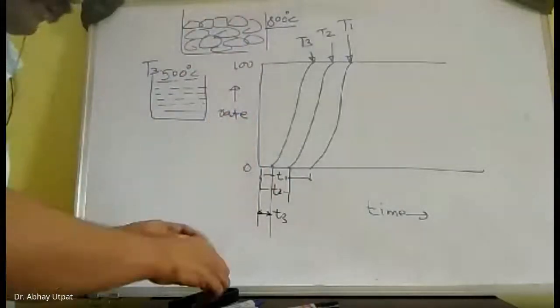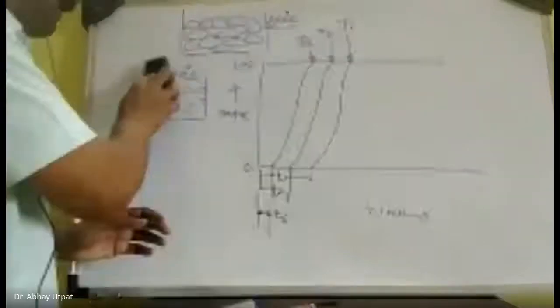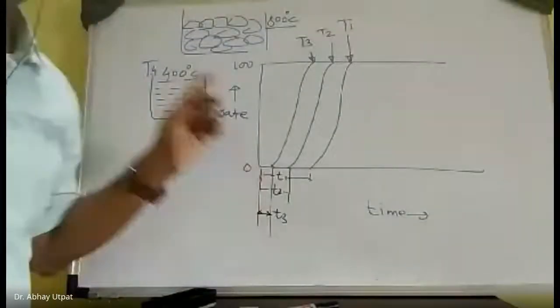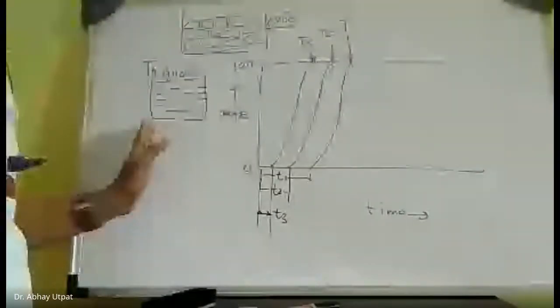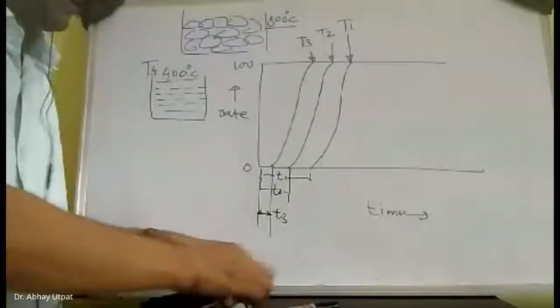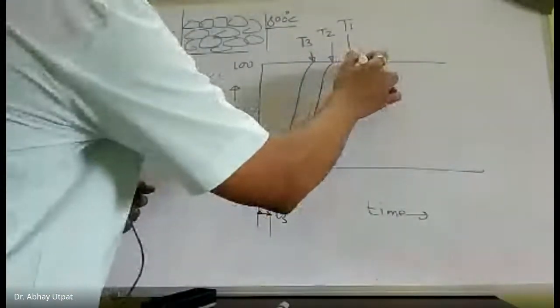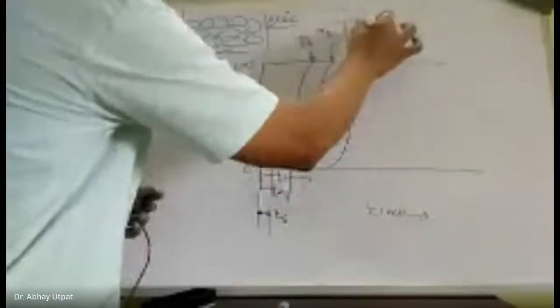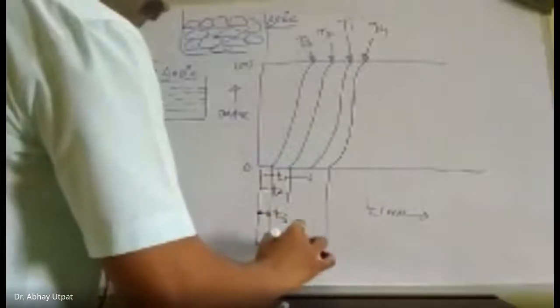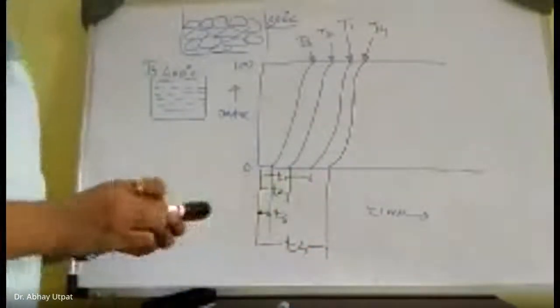Now I have taken experiment number 4. Temperature 400 degrees Celsius. Same 5 sub-experiments I will carry out. And now see the curve. T4 and small t4.